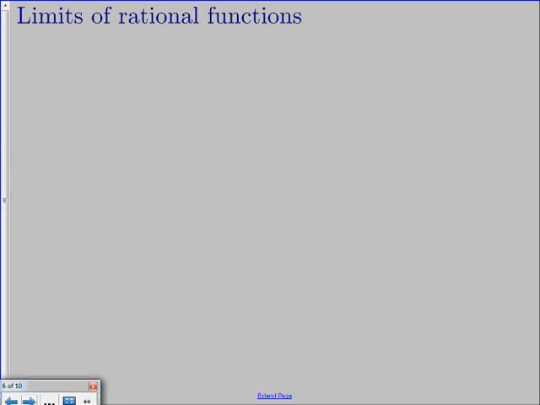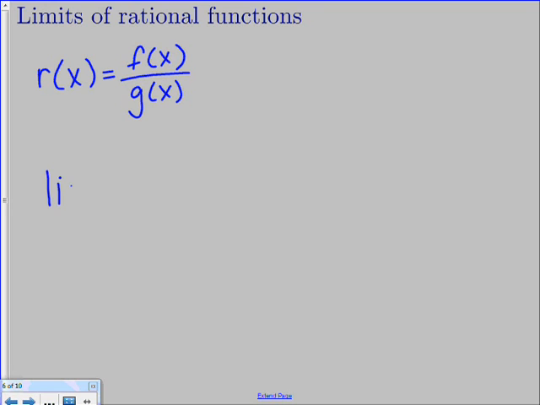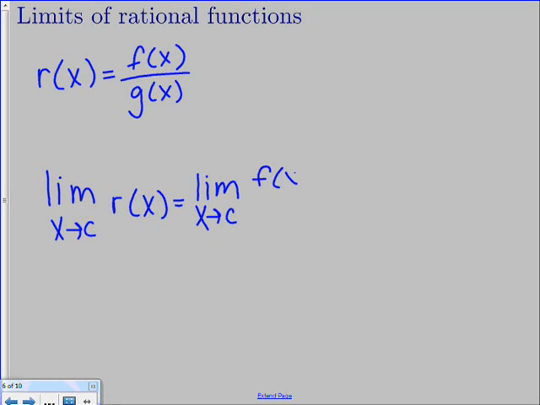And a rational function is just the division of two polynomials. So if we have a rational function r of x, we could really rewrite it as f of x divided by g of x. So a rational function is a fraction that has variables in the bottom and possibly in the top as well. So if we take the limit of a rational function, or the limit as x approaches some value c for r of x, we can really rewrite that as the limit as x approaches c of f of x over g of x.